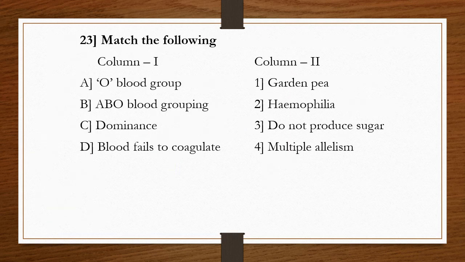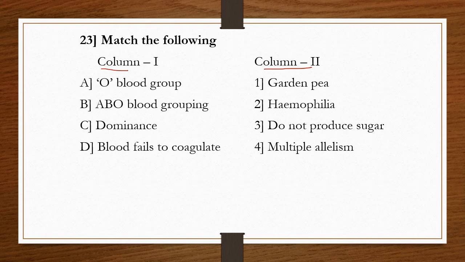Question number 23. Match the following. Column 1: A, O blood group; B, AB blood grouping; C, dominance; D, blood fails to coagulate. Column 2: 1, garden pea; 2, hemophilia; 3, do not produce sugar polymer; 4, multiple allelism.